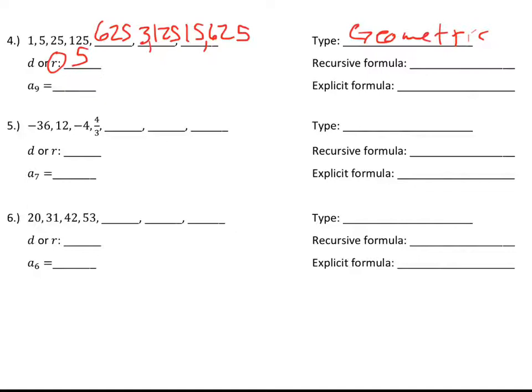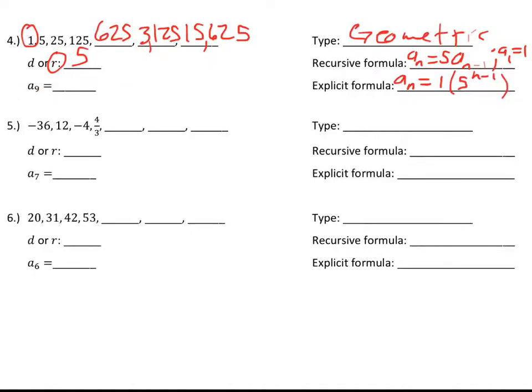The recursive formula, you need your common ratio, which is 5, and your initial value, which is 1. So the recursive one, a sub n equals 5 times a sub n minus 1, and a sub 1 is 1. You need both of those pieces there. The explicit formula is going to be a sub n equals, you're going to put initial value times your common ratio to the n minus 1 power. So there's your explicit formula.